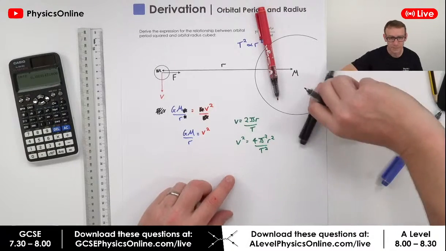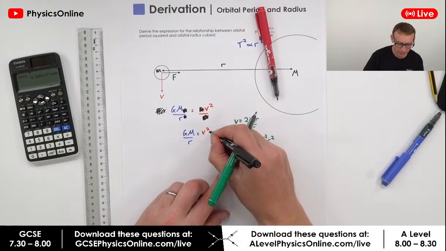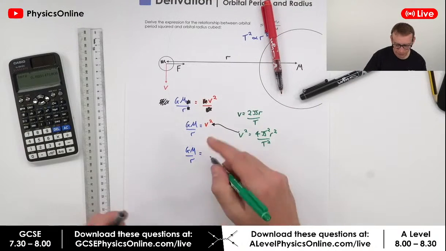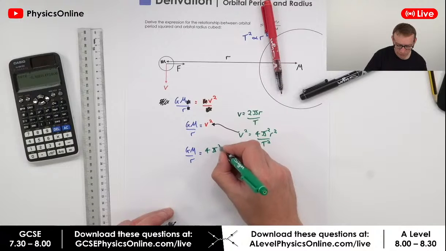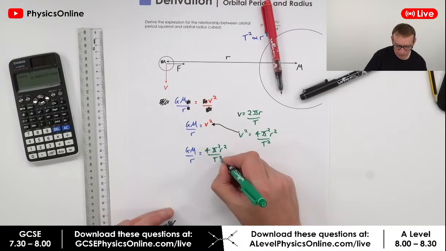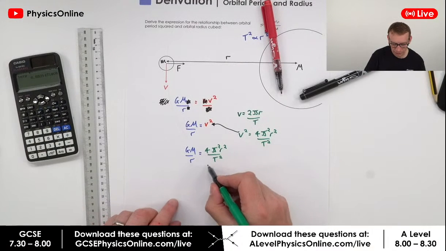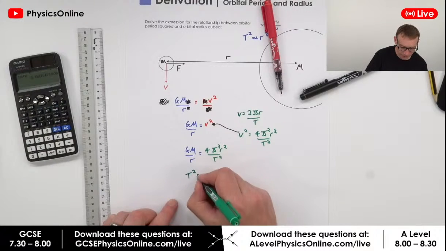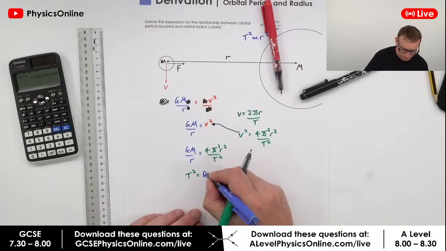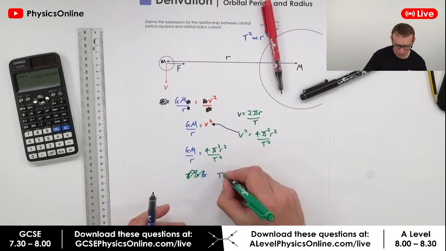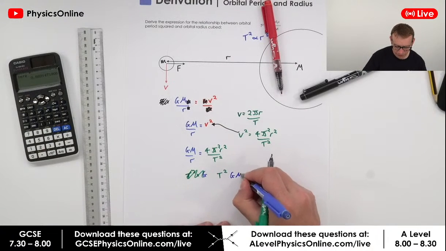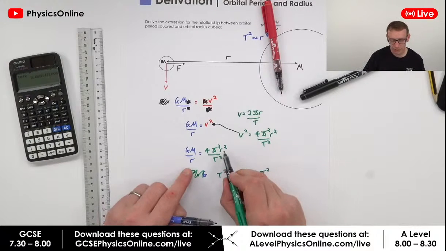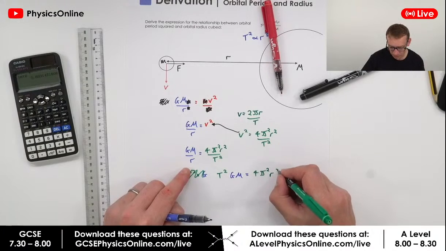over t squared. And we can now put this back into that to say that GM over r is equal to 4 pi squared r squared over t squared. We can bring this r up over here and bring the t squared up over here. So we can say that t squared times GM is equal to 4 pi squared. We've got r squared times r, so that's going to become r cubed.